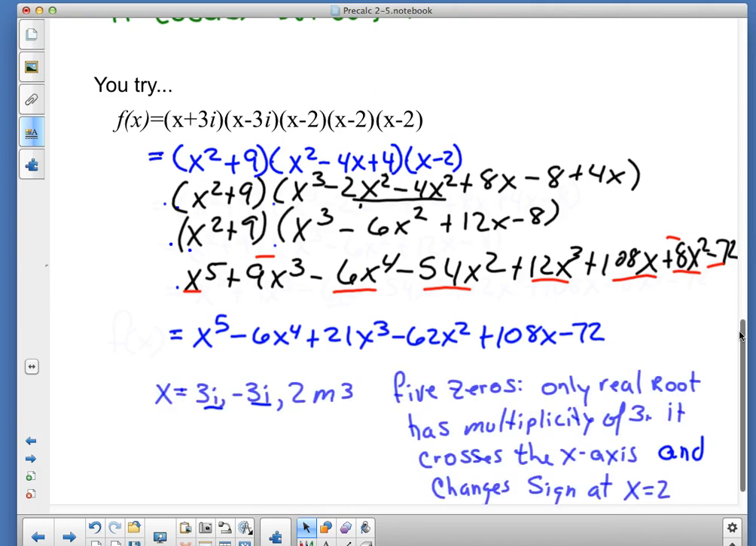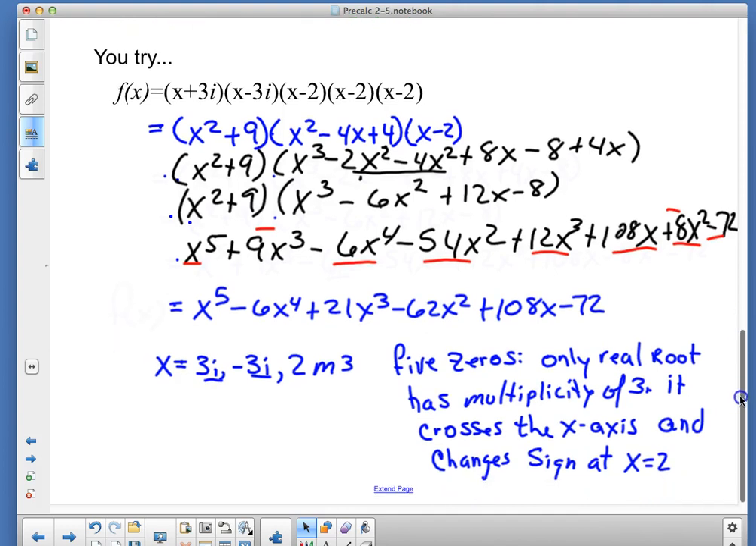But as we embark on this, we got our zeros, and the 5 zeros, the only real root has multiplicity of 3, crosses the x-axis and changes sign at x equals 2. That's why it crosses, it changes sign. Are we okay with that? Nice picture.